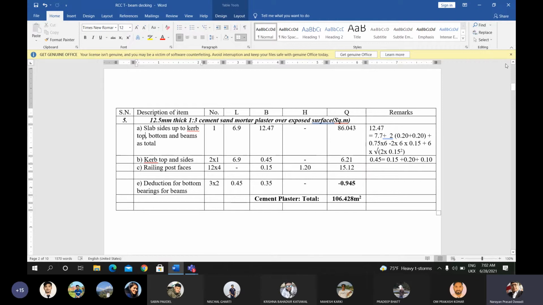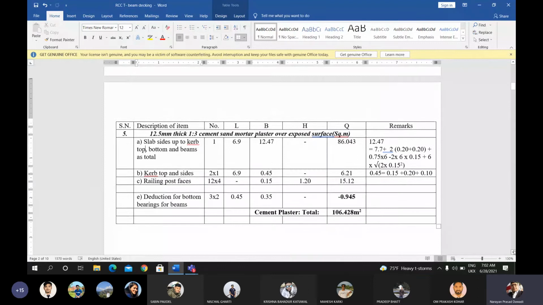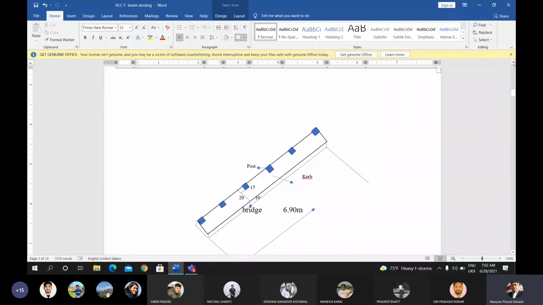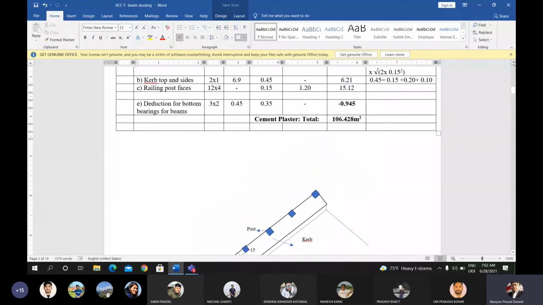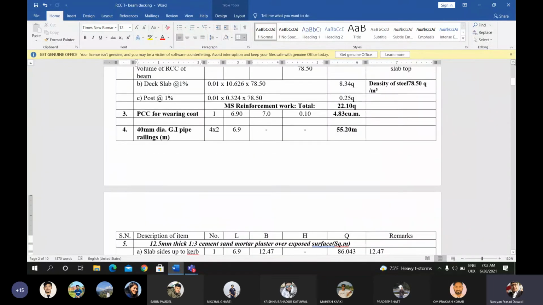The bottom bearing for the beam is deducted because we have calculated all of it while calculating the slab side up to core, beam top or bottom, and the beam as total. We have calculated this portion also.